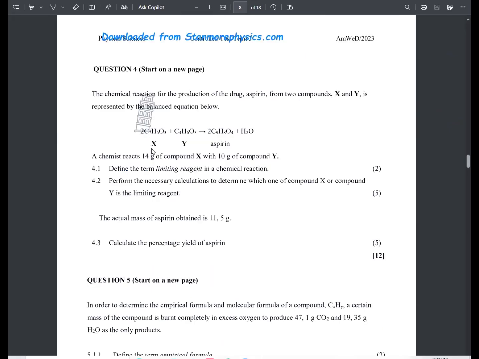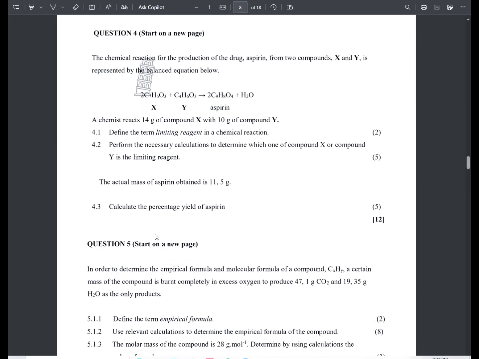And then 4.3 now, we are to calculate the percentage yield. So they say the actual mass of aspirin obtained is 11.5 gram, right? So it's taking us back to that question we were answering on multiple choice question.